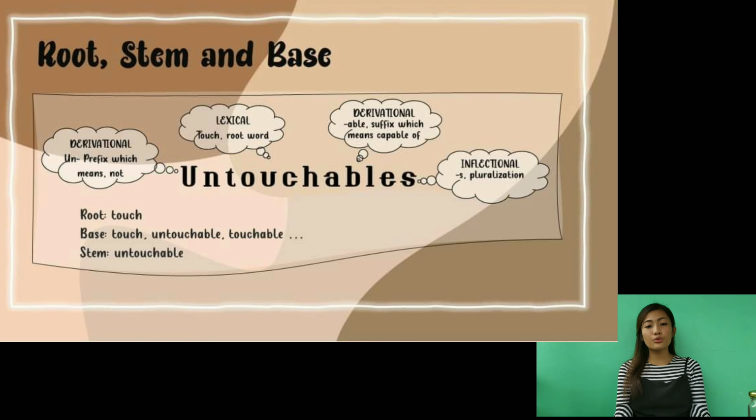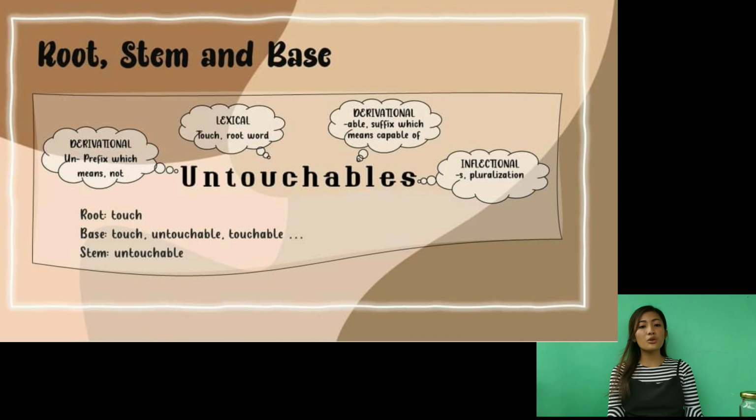Okay, so the root in that word is touch. Next, we have the base. We can have the base as touch, untouchable, untouchables, and so on. Next, we have the stem, which is untouchable. So why is the root touch? Because it holds the most meaning, or the major meaning, of the word as a whole.